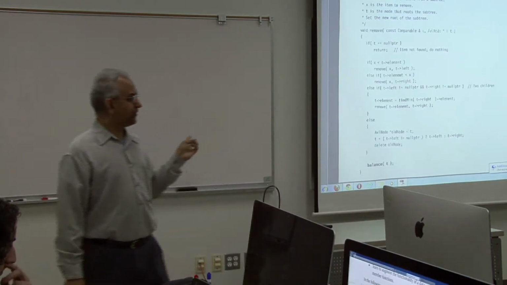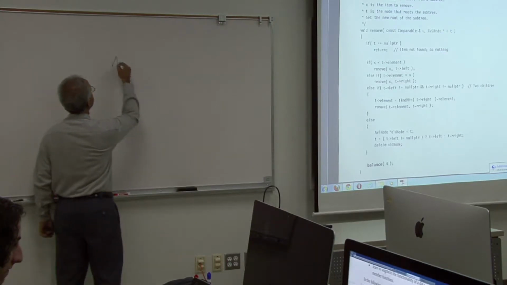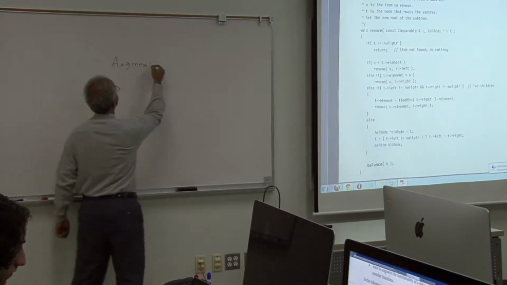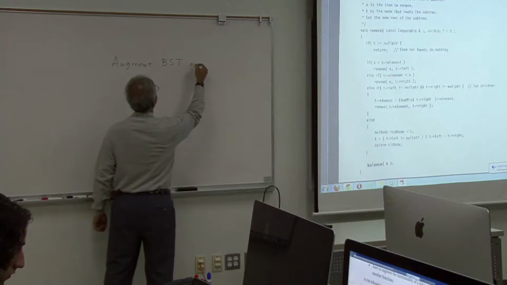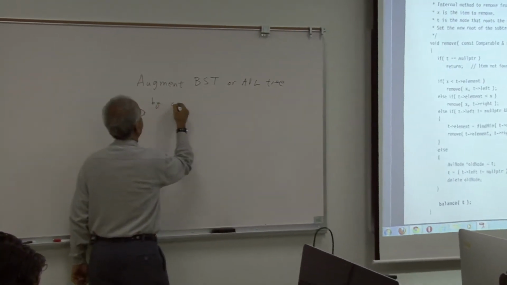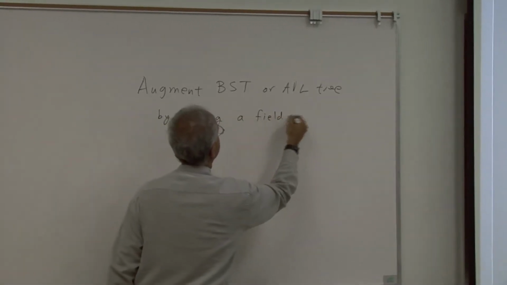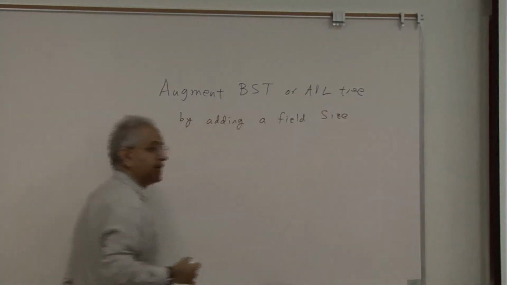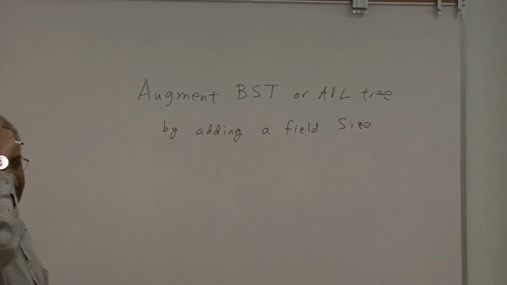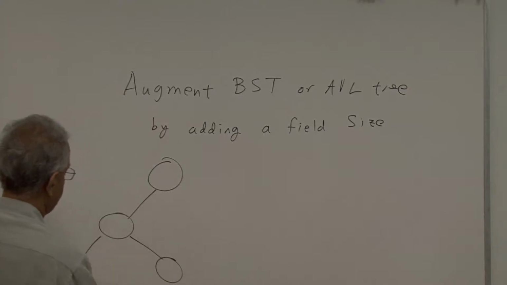So this time, what we are going to do is augment the binary search tree by adding a field called size, which is the number of nodes in the subtree rooted at that node. So let's look at an AVL tree.